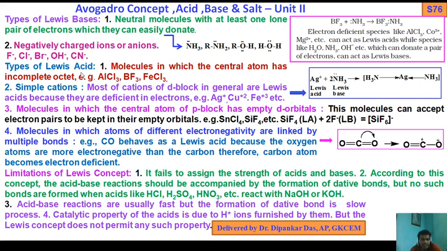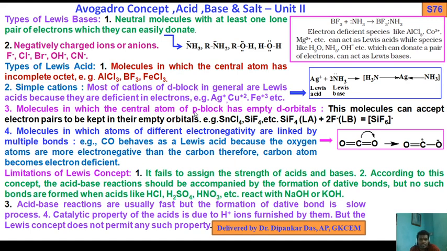Now types of Lewis acids. Number 1, molecules in which the central atom has an incomplete octet: AlCl3, BF3, FeCl3. Number 2, simple cations. Most of the cations of the d block are in general Lewis acids because they are deficient in electrons, for example Ag plus, copper 2 plus, Fe3 plus. How? Ag plus, a Lewis acid, with two NH3, a Lewis base, gives H3N to silver to NH3 through coordinate bonds.